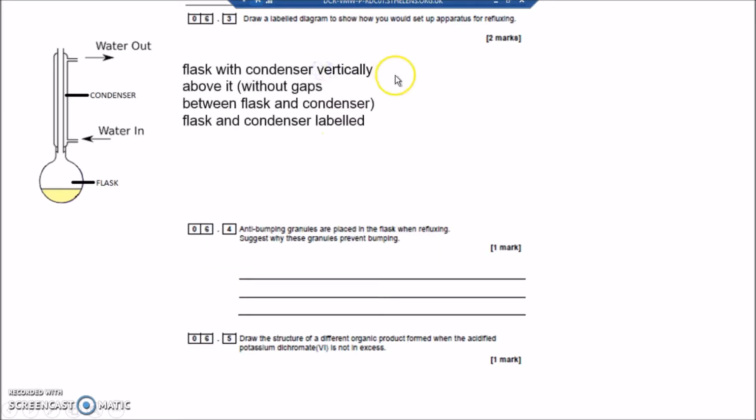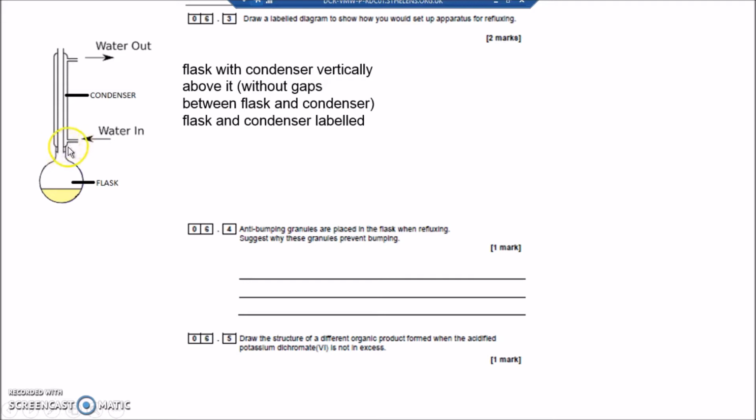Draw a labelled diagram to show a set up apparatus for refluxing. So you've got a flask, which needs to be labelled. Then you've got a condenser. The idea of reflux is that you heat it, and any gases that go up here get condensed and drop down into the flask. So they get returned back into the flask because they cool here. The hot gases cool, condense back into a liquid and return to the flask. It's a way of heating these reactants without losing them as vapors.